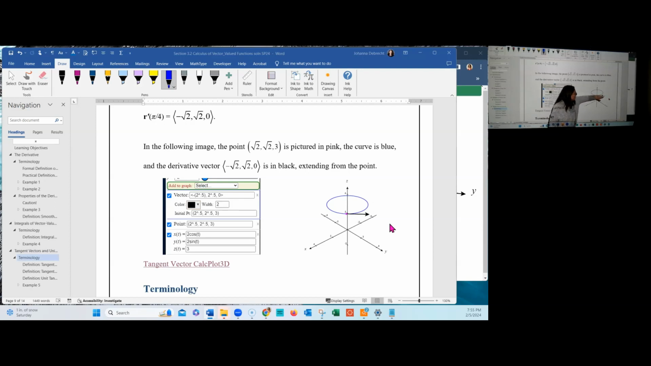And you can see coming off of it the black tangent vector. The length of that black tangent vector is 2, and it's extending from the point. Now, the unit tangent vector would be half that length, a length of 1. And CalcPlot3D typically plots it in a sort of purple color.